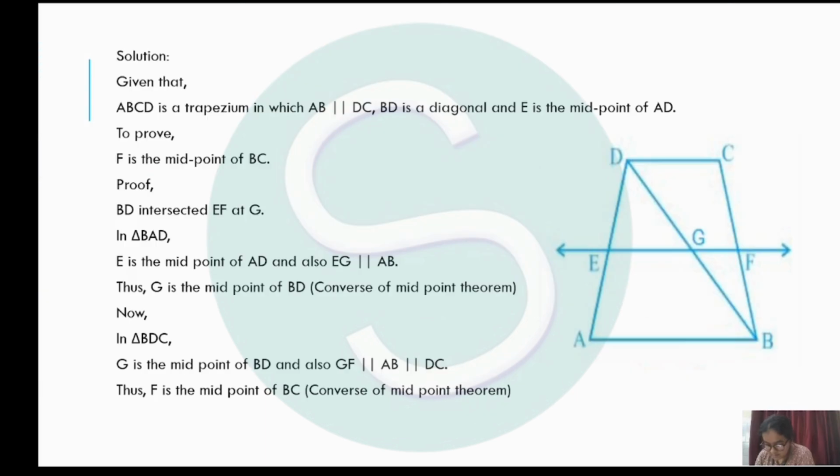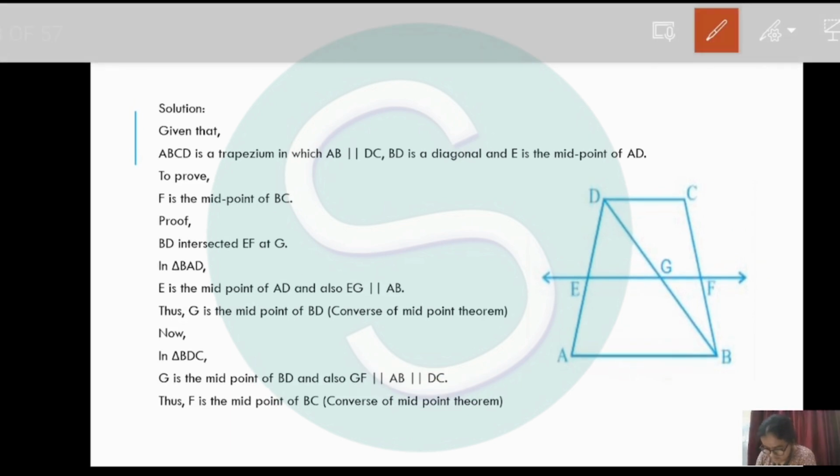So यहाँ पे हमें क्या गिवन है that ABCD is a trapezium in which AB is parallel to BC. Also E is a midpoint and the line formed by EF is parallel to AB. This is also given to us. So overall AB is parallel to EF and EF is parallel to CD. We have to prove F is a midpoint of BC.